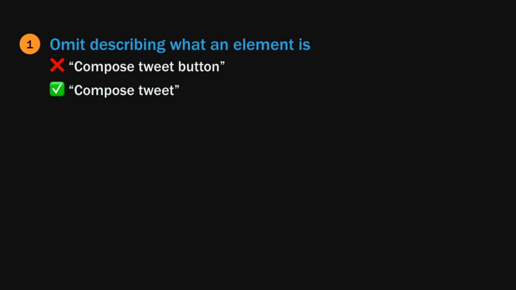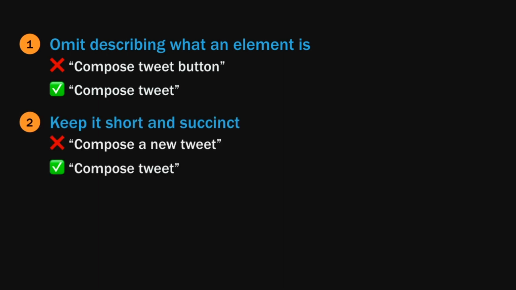So if you had a label that said compose tweet button, what will happen is VoiceOver will read it as compose tweet button button. So just remove what that element is, all right? VoiceOver will do it for you. Secondly, keep it short and sweet. Cut out words that you don't need. In this instance, compose a new tweet and compose tweet both mean the exact same thing, so use the shorter one.